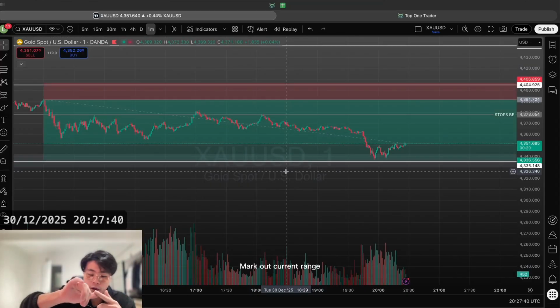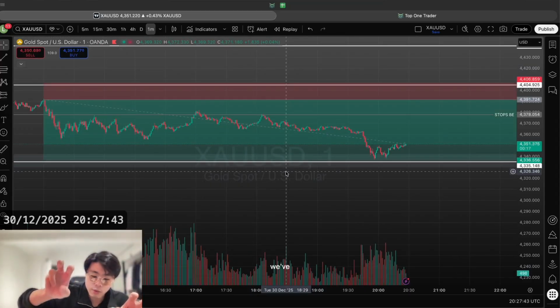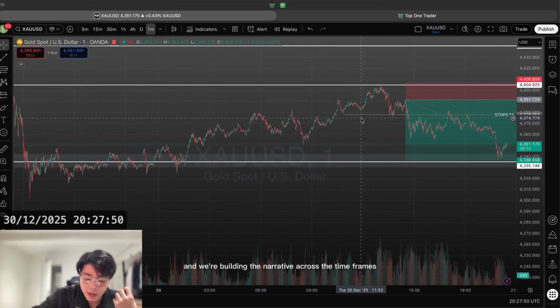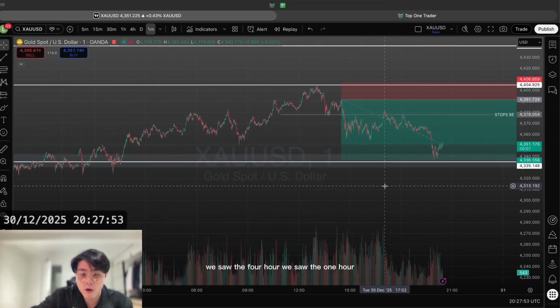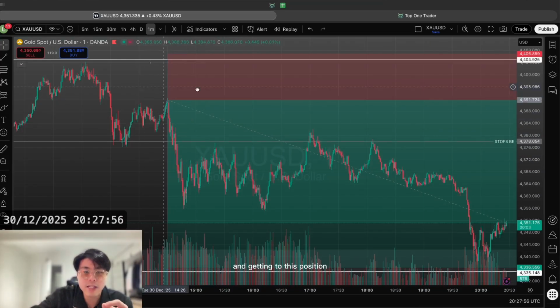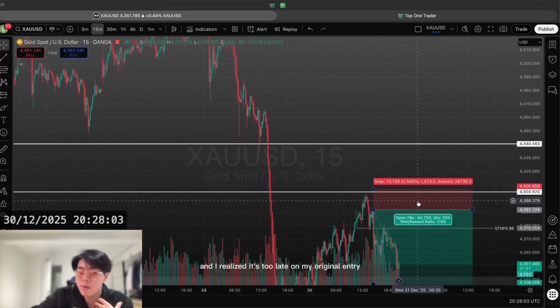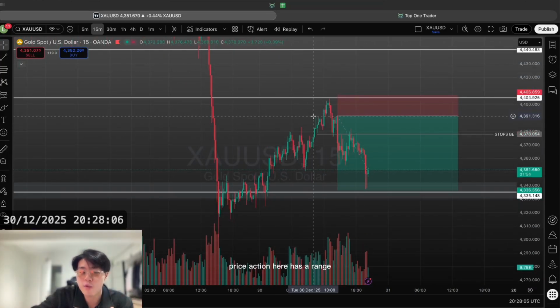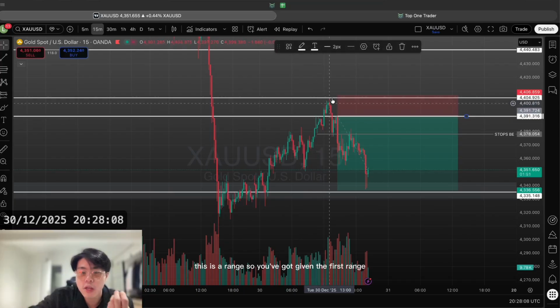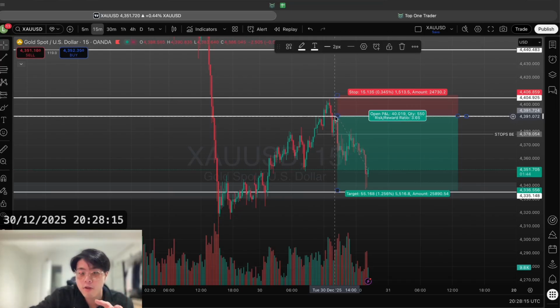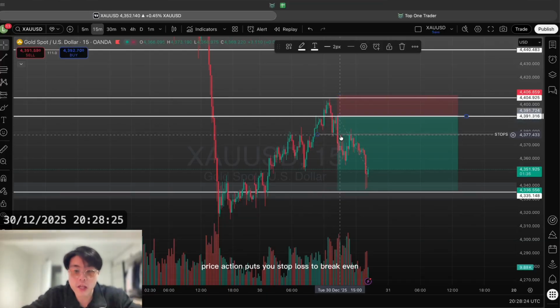So we've ticked off marking out the current range, we've ticked off liquidity areas, we've now technically ticked off what price is mirroring, because we're using prior historical data to tell us these ranges, and we're building the narrative across the time frames. We saw the 4-hour, we saw the 1-hour, we saw the 30-minute, and getting into this position was actually based off of the lower time frames, because what we started to see, and I realized this too late on my original entry, is that price action here has a range. This is a range. So given the first range, you've come down, you've grabbed an advantage point, and now price action retests your range 2 area of the next range below. You're looking to execute a trade position here. Price action puts your stop loss to break even at around 100 pips.